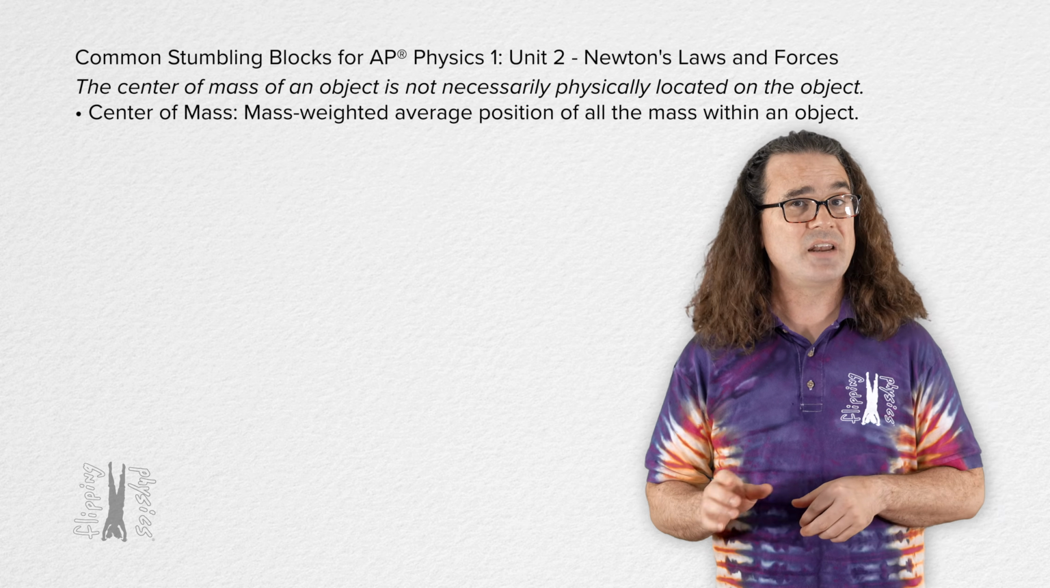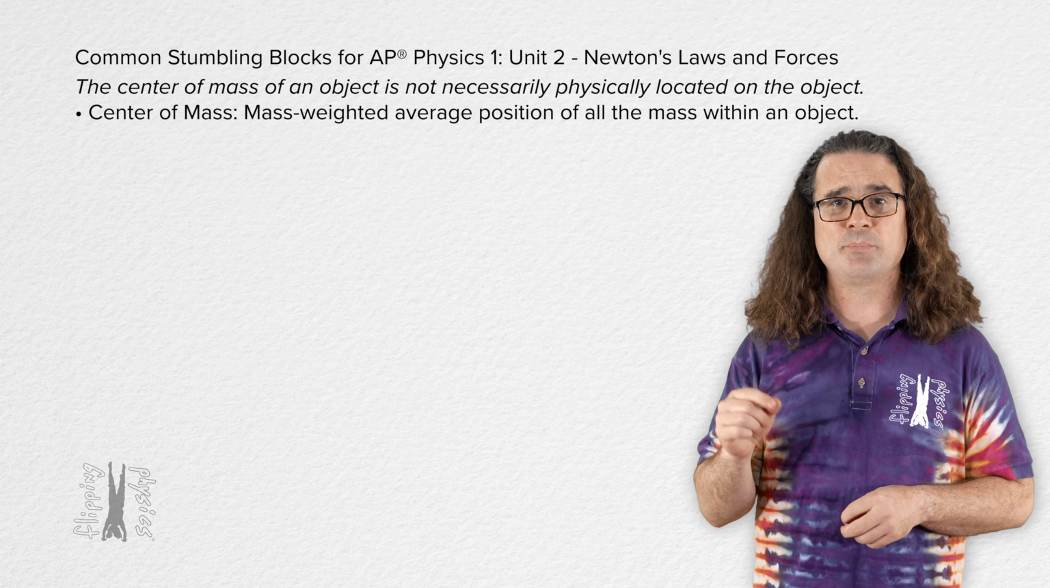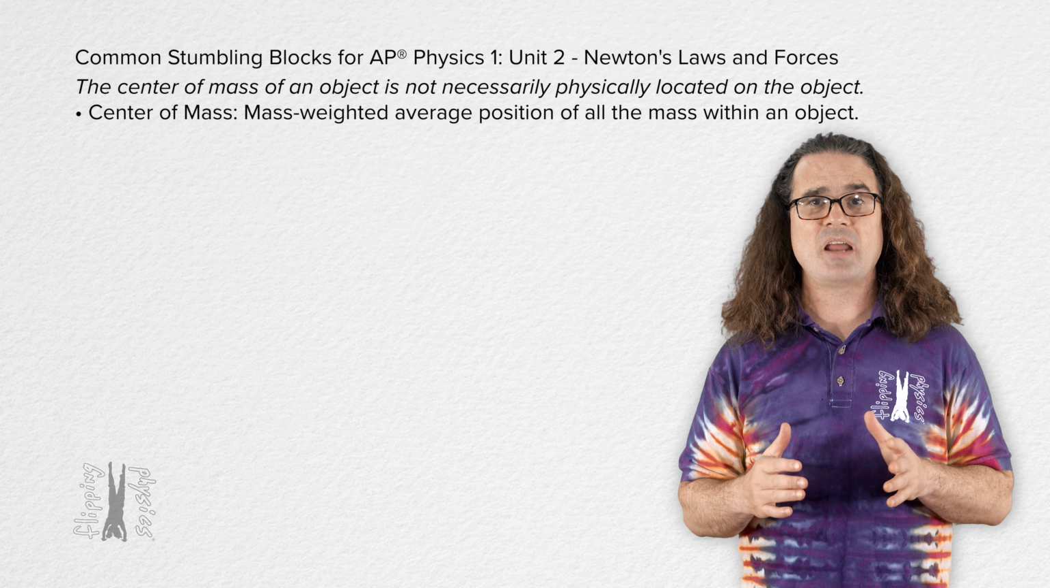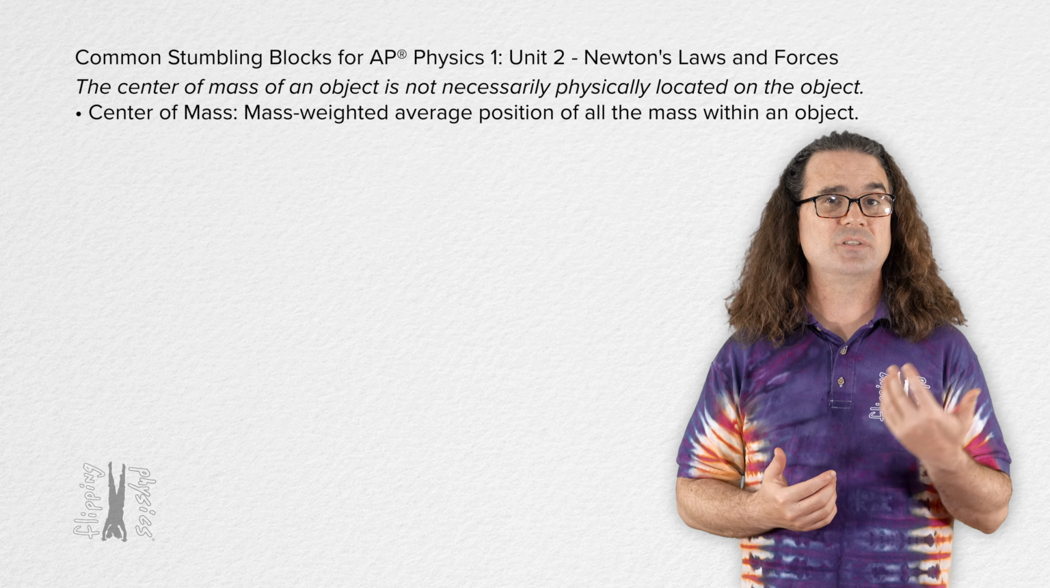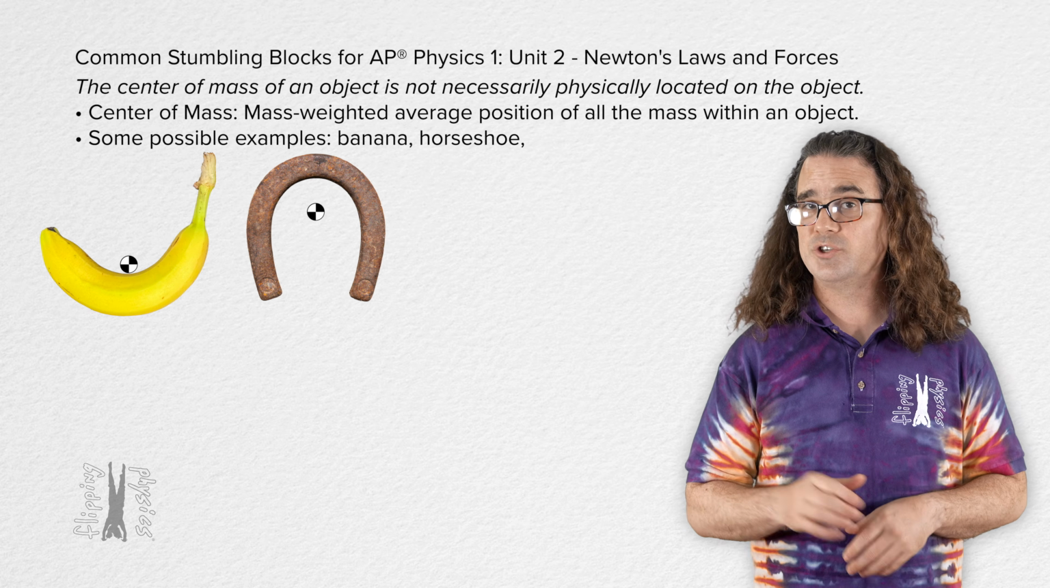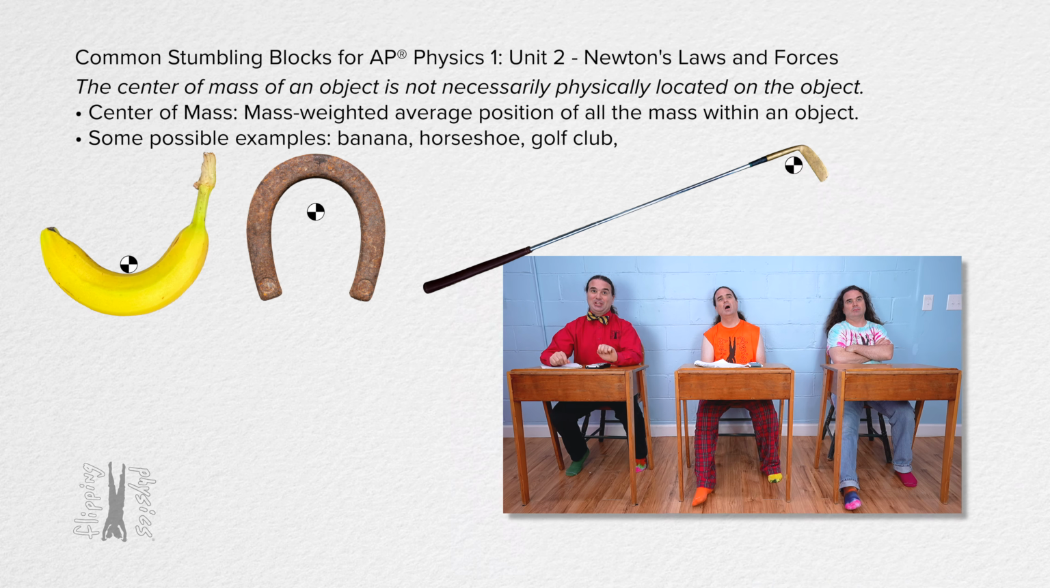The center of mass of an object is the mass-weighted average position of all the mass within an object. Therefore, the center of mass of an object can be physically outside the object. For example, a banana, a horseshoe, a golf club, or a donut.